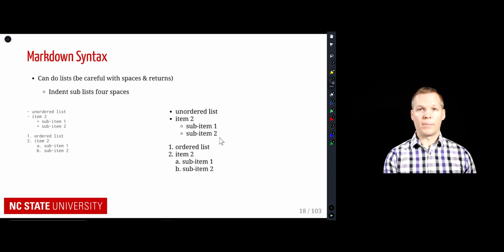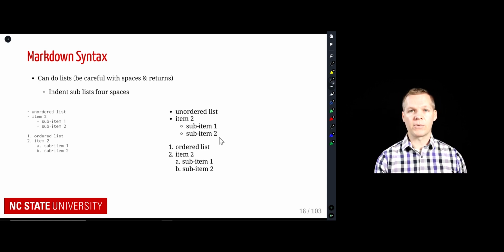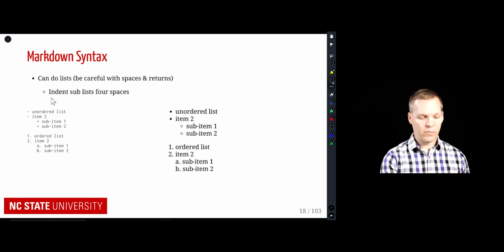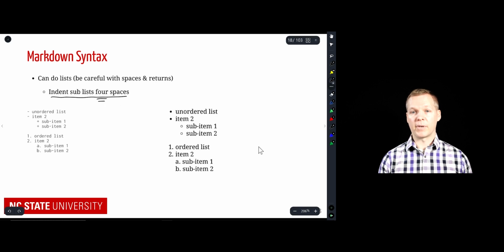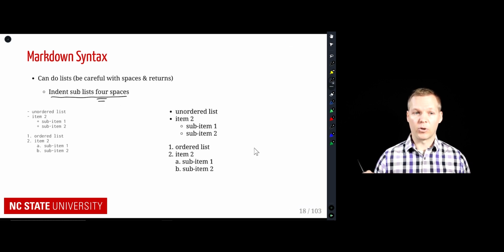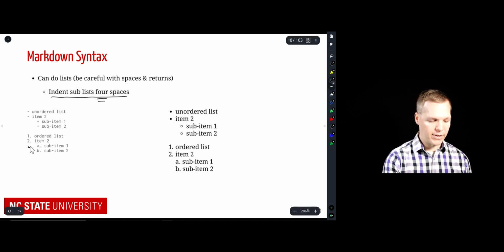Now you do have to be careful. I mentioned previously that we oftentimes want to show our white space characters when we're doing our Markdown, and that's because whenever you're indenting your sublists, you need to do very specific things like indent them 4 spaces to make sure that they're indented appropriately. So this is 4 spaces right here.